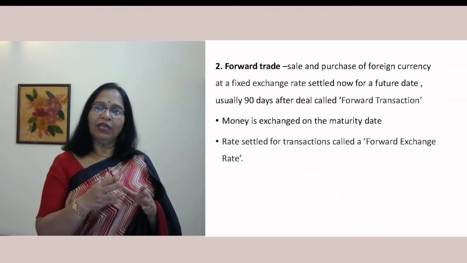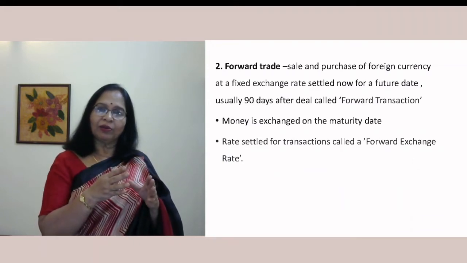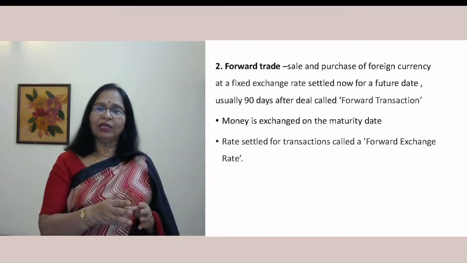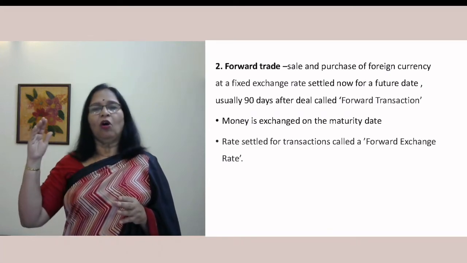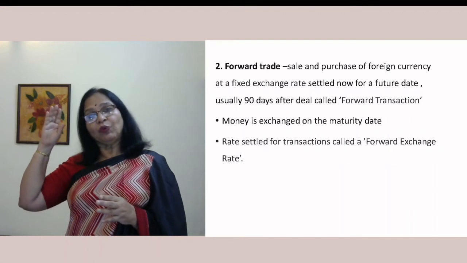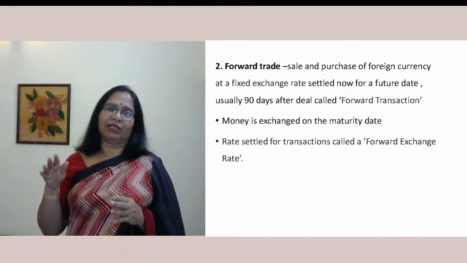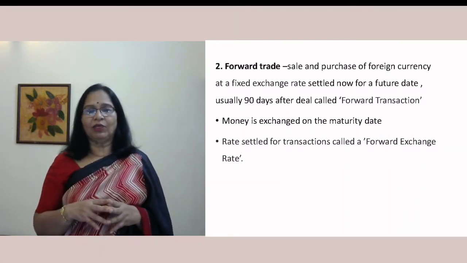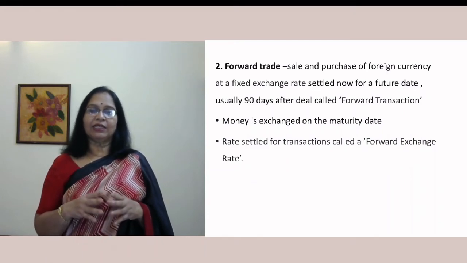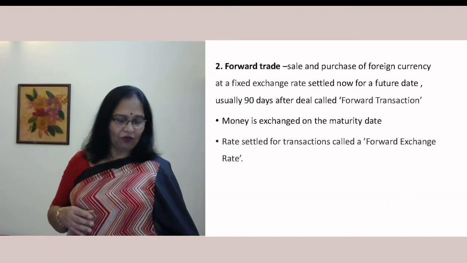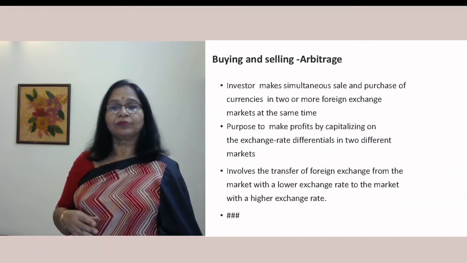So either they deal to close the transaction on today's rate and then pay on a future date, or they decide to pay on that future date's rate of exchange that will arise then. So that is called a forward rate. So money is exchanged on the date of maturity, and the rate settled is called the foreign exchange rate.